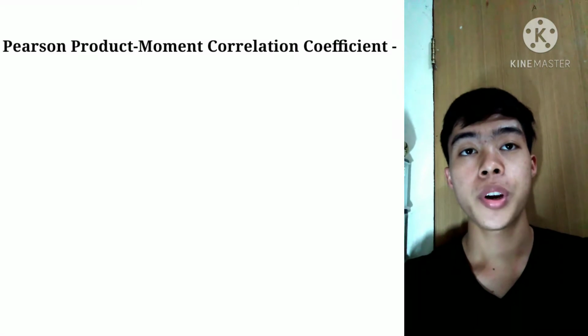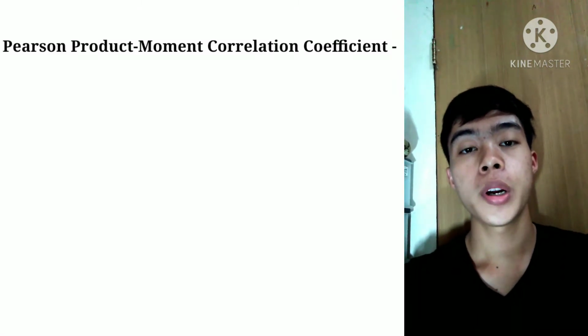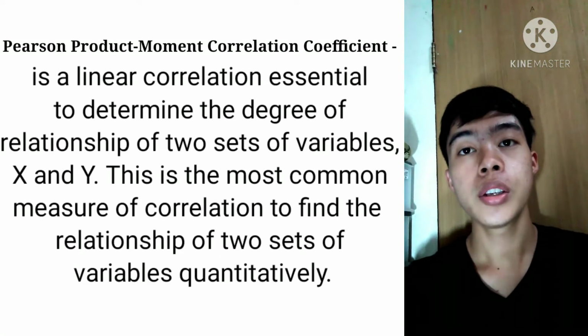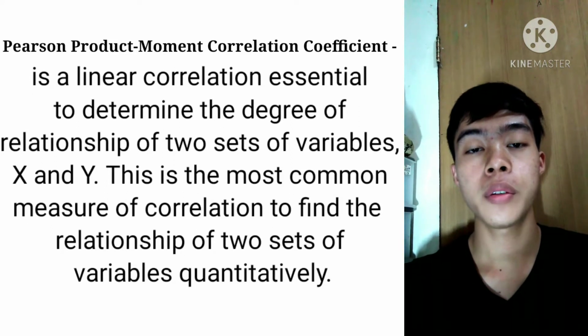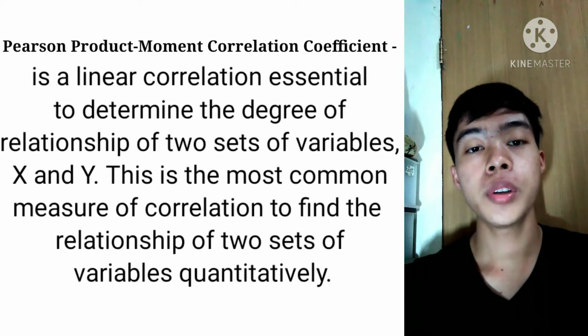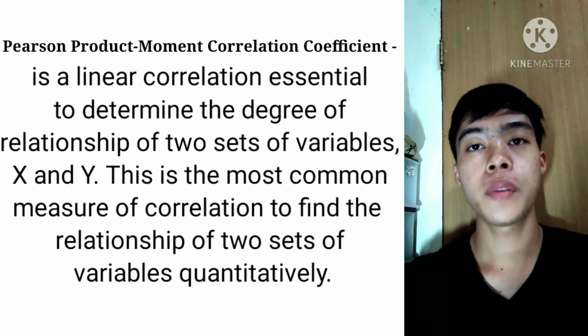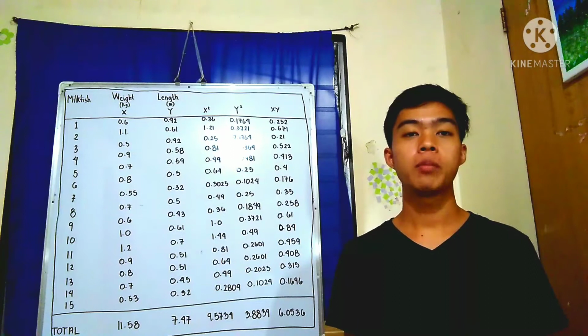Now, what is the Pearson product moment correlation coefficient? It is a linear correlation used to determine the degree of relationship of two sets of variables, the x and y. This is the most common measure of correlation to find the relationship of two sets of variables quantitatively. Now, we will look back at our Table 8.4.